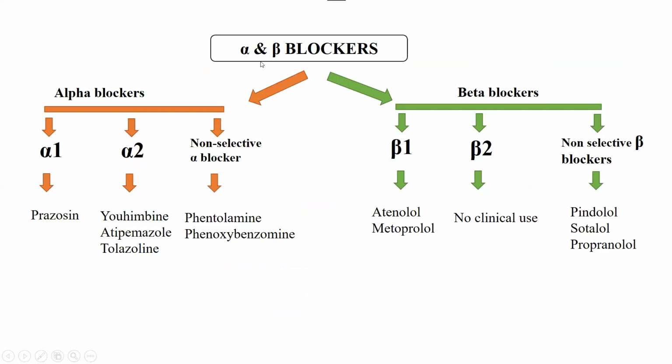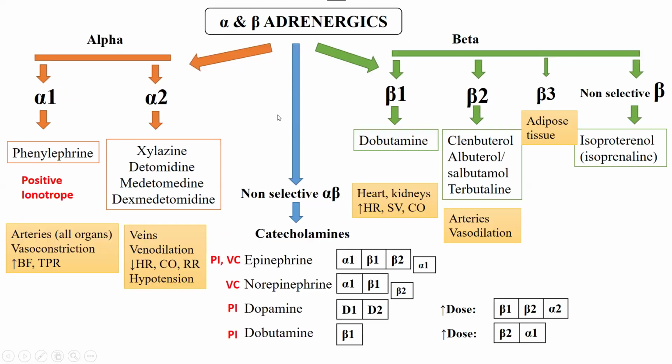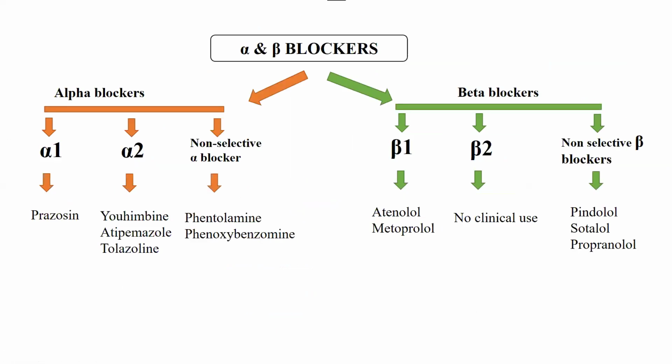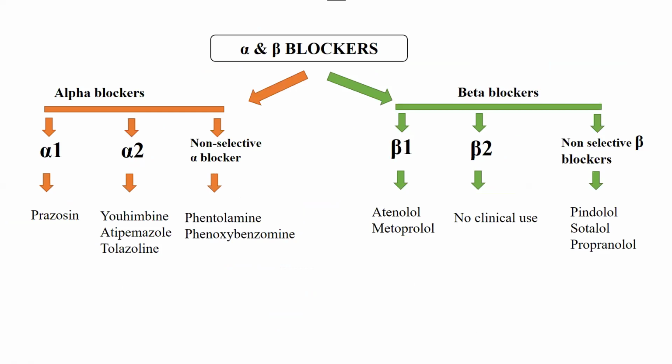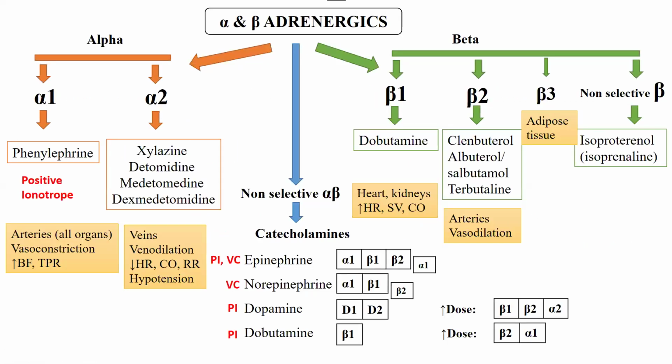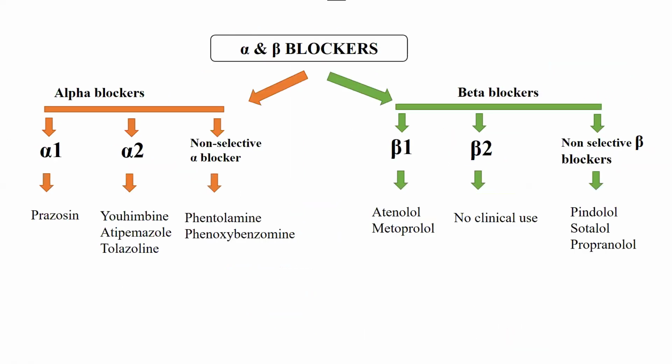Next we have alpha beta blockers. Like you see in this slide, these drugs are alpha beta agonists; they stimulate the action of alpha and beta receptors. When you see the alpha beta blockers, these blocker drugs will basically block the action of these receptors. So you can say, alternatively, that these drugs are basically the antidotes of all these drugs.